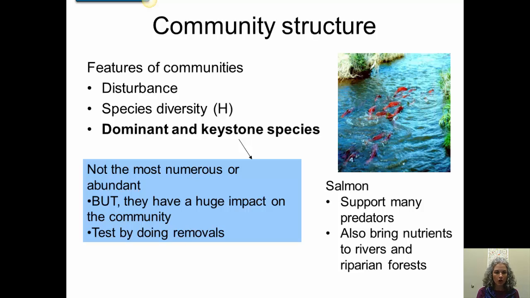So they are an example of keystone species. They're not even here a lot of the time. They're not very numerous, but they appear to be having a pretty big impact on our local animal and plant populations.